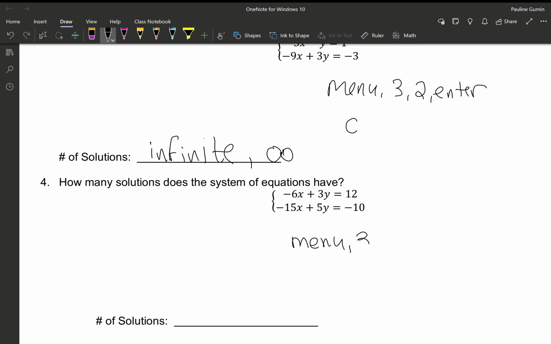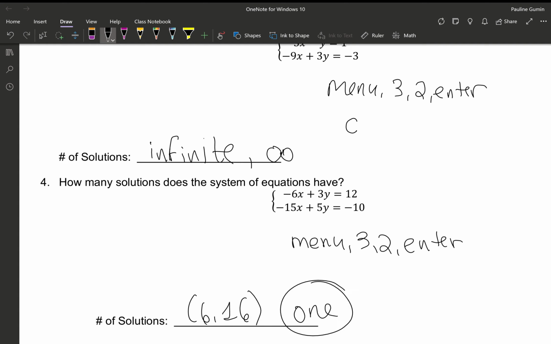Alright, so that means for number 4, I'm doing the same thing. Menu, 3, 2, Enter. And this time, what popped up for me was 6,16, which means I have one solution.